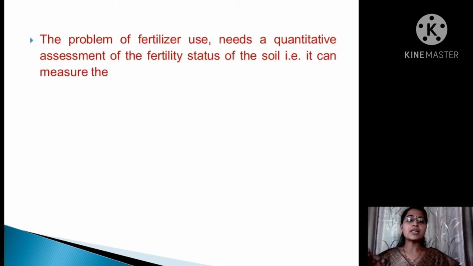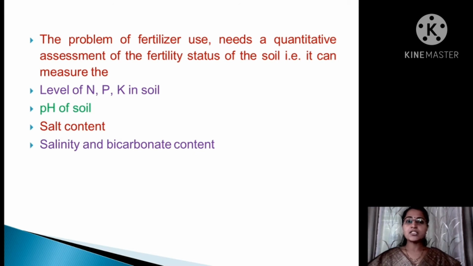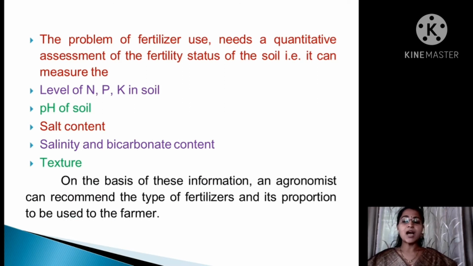The problem of fertilizer use needs a quantitative assessment of the fertility status of the soil. That is, it can measure the level of NPK in soil, pH of soil, salt content, salinity, bicarbonate content, and texture. All these things are determined or assessed by soil testing. On the basis of this information, an agronomist can recommend the type of fertilizers and the proportion to be used to the farmer.